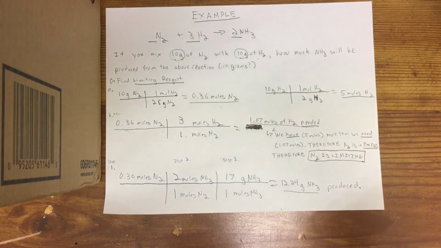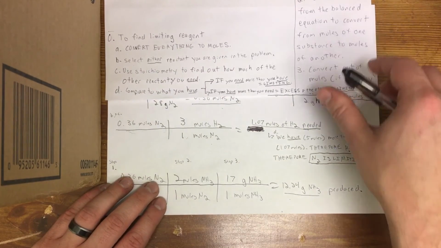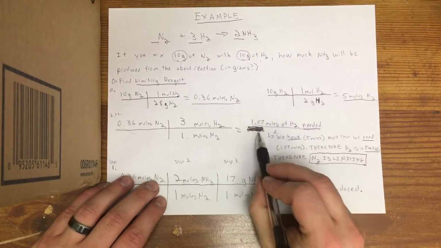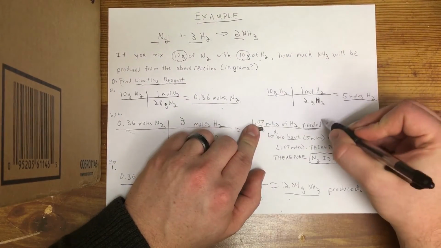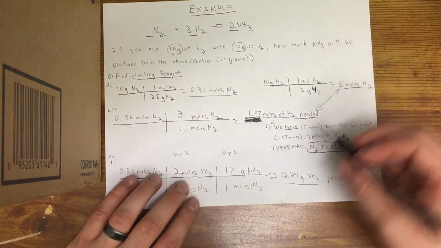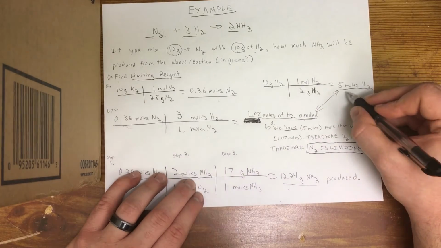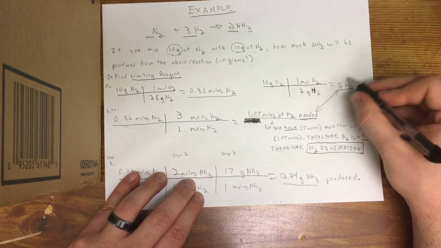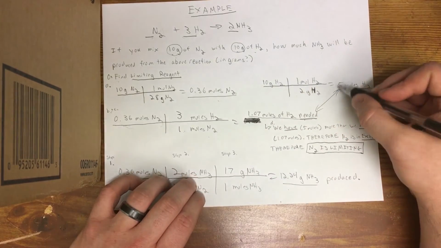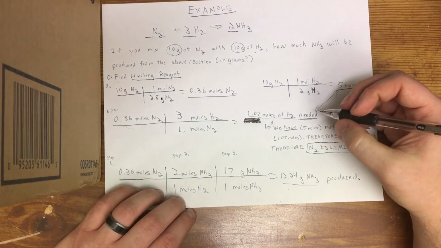So now we need to look at part D, is we need to compare what we need to what we have. So we need 1.07 moles. We have 5 moles. So we have more than we need. We have 5 moles. We only need 1.07. That means we have an excess of H2. We have more H2 than we need.